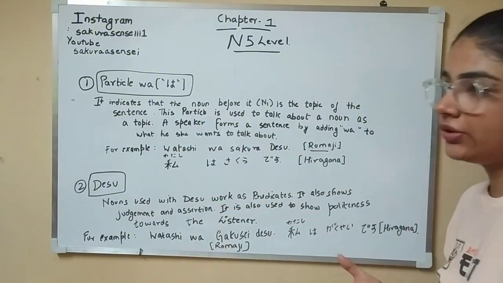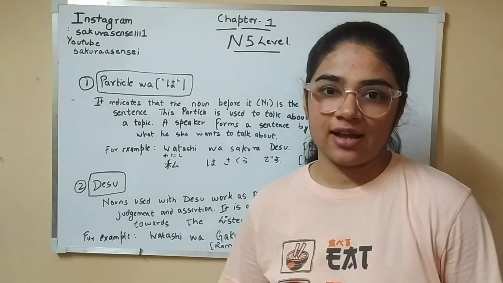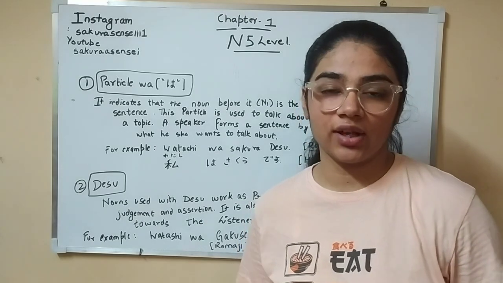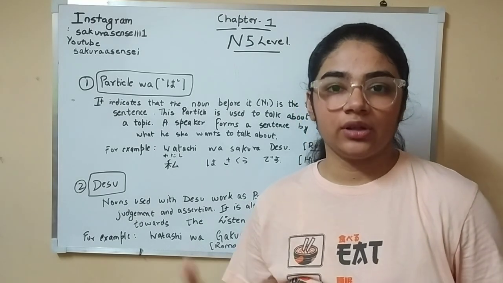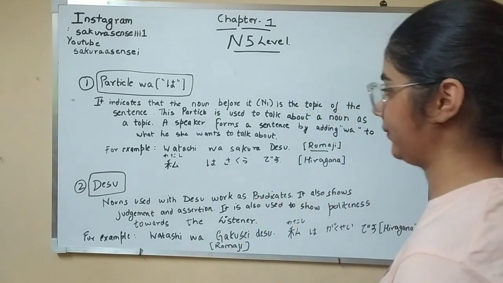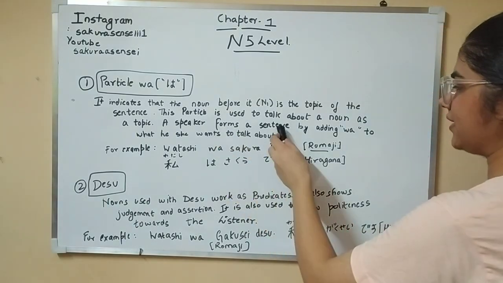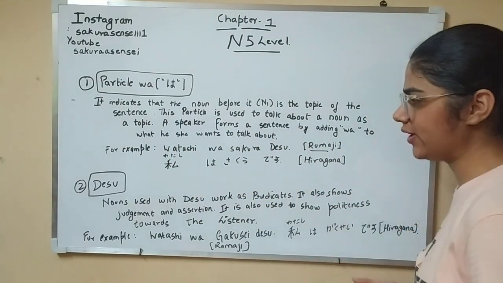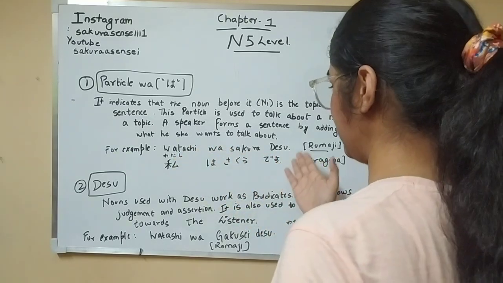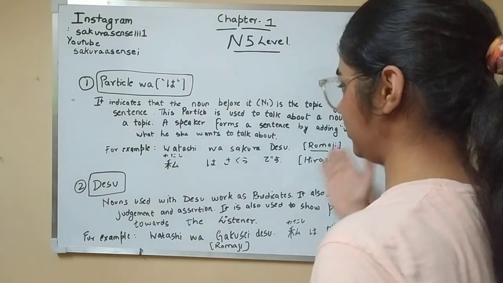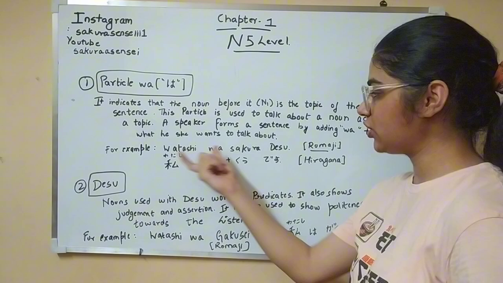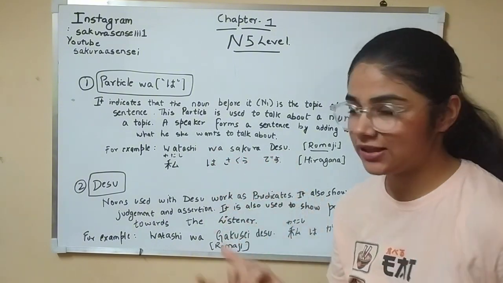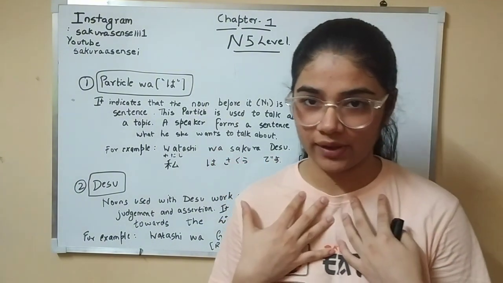As I already told you, particle wa in the Japanese language is basically used when we talk about a noun as a topic. So basically, the speaker forms a sentence by adding wa to what he or she wants to talk about. For example, watashi wa Sakura desu. So when I said watashi wa Sakura desu, it basically means that I am taking myself as a topic.